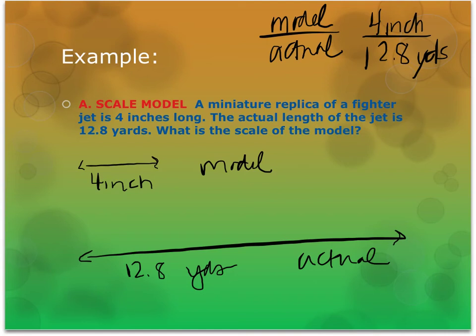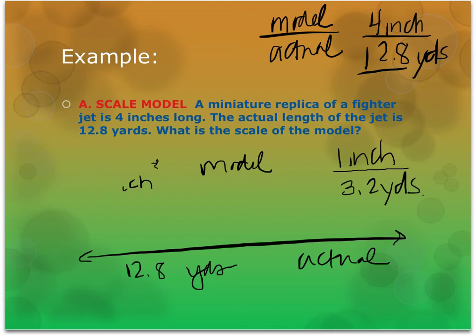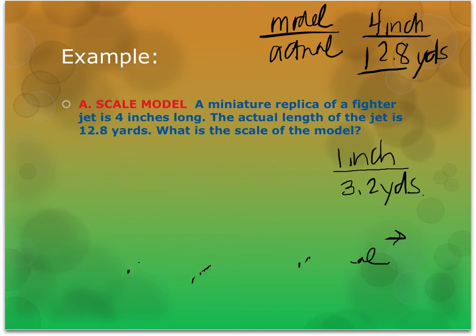So if we simplify this, we're going to say that 1 inch in our model, so we're dividing 4 by 4, we're going to divide 12.8 by 4, gives us 3.2 yards. 1 inch to 3.2 yards. Now if that's the case, we can write our ratio as a fraction, or you can write it with a colon. So 1 inch to 3.2 yards.